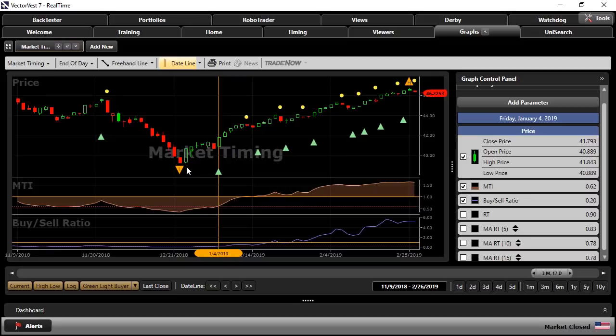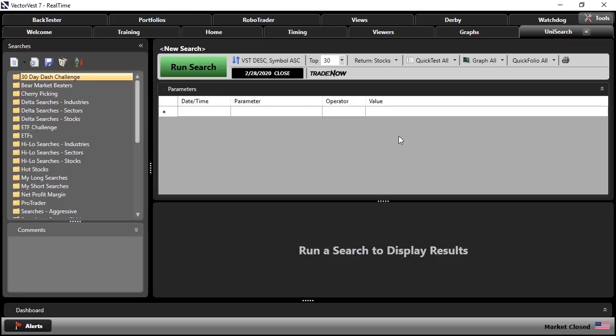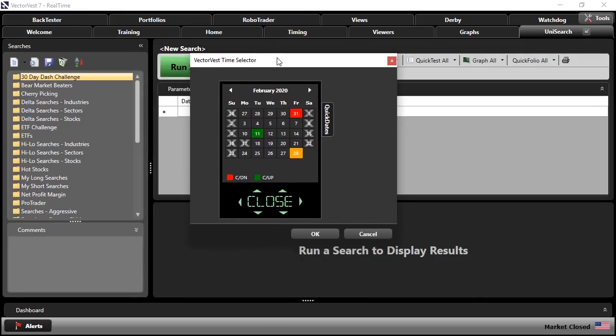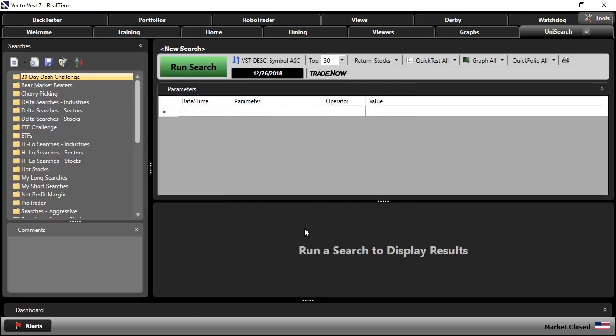So I'm going to do one other thing. This was the explosive day that we had coming off of that bottom. I'm going to go to the Unisearch tool. Let's go to Unisearch. I'm going to go back to 12/26 of 2018. I'm going to show you how quickly you can do that. Click here on the date. Let's click it again, and it will give me a lot of different dates to choose from. Let's go straight to 2018. Let's go to December, and we're going to go to the 26th. That was the explosive day coming off of that bottom.